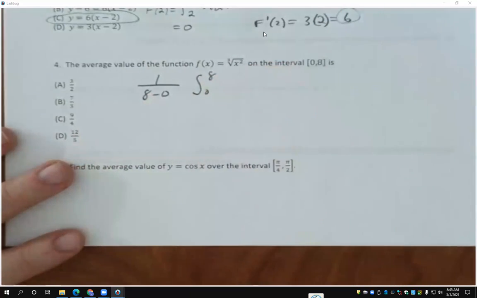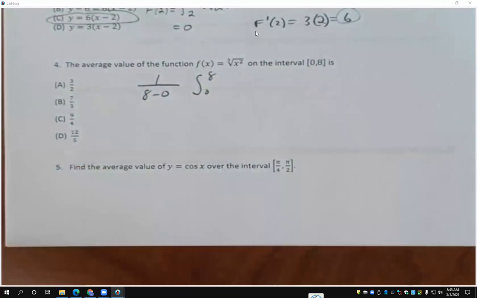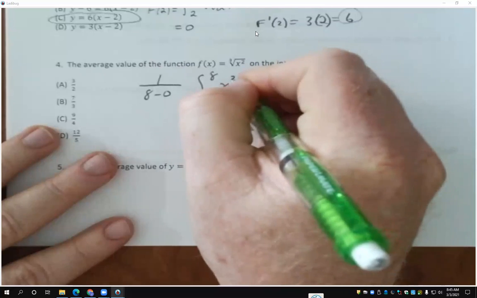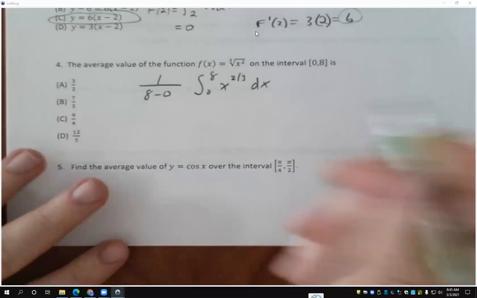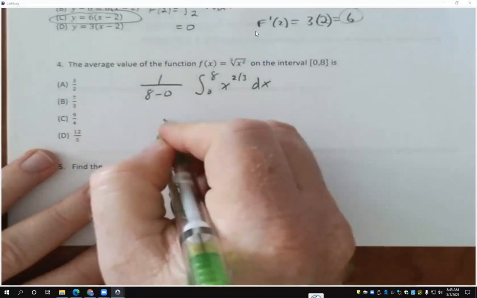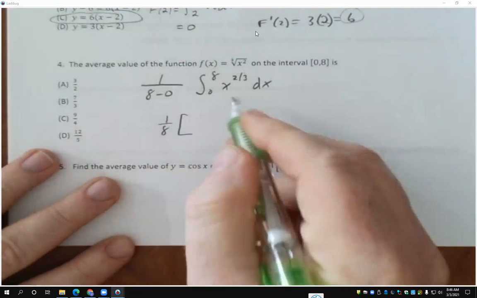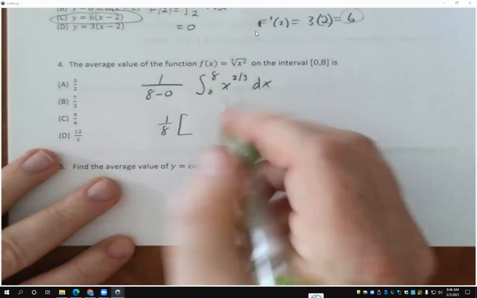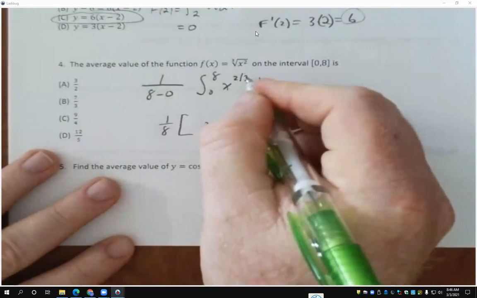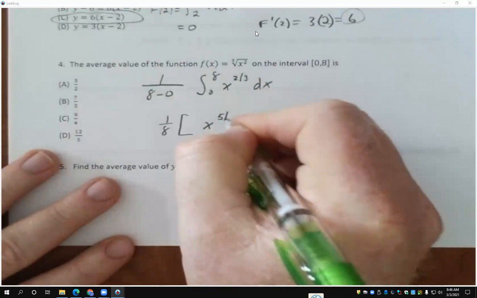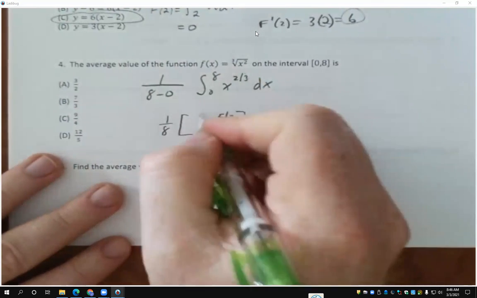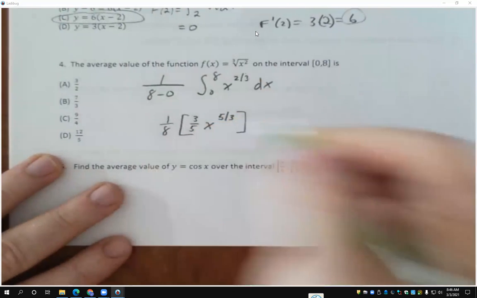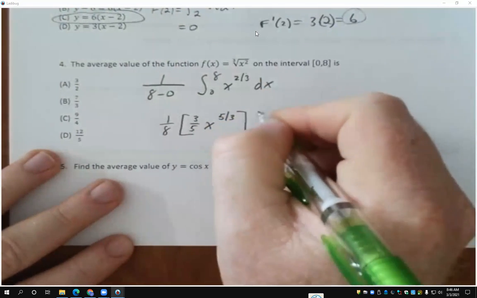Then I have to rewrite this because I do not know how to take the antiderivative of the cube root of x squared, but I do know how to take the antiderivative of x to the 2/3. So I rewrite that, and now it's take the antiderivative. We will evaluate this. So this is 1/8. And then my antiderivative is add 1, so I get x to the 1 is 3/3, so I get x to the 5/3. And then divide by 5/3, which means multiply by 3/5. And we're going to do that from 0 to 8.